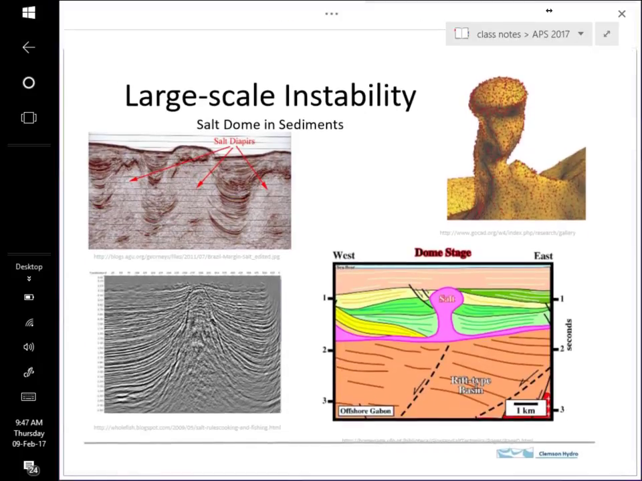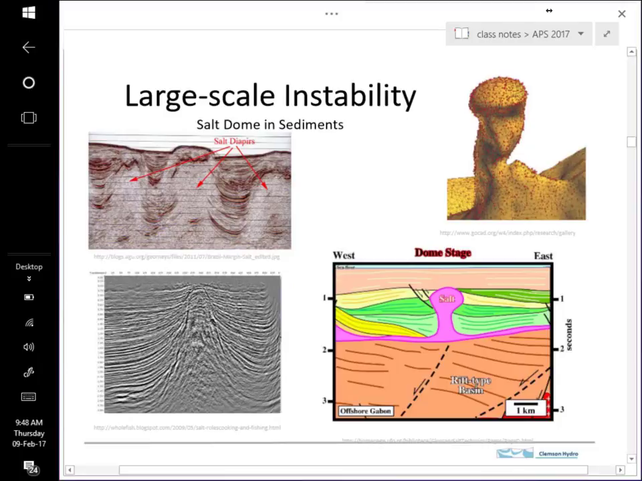Okay, so we also have, when we're thinking about unstable flows, those examples that are fairly low viscosity liquids, but we can also turn to the geologic record and see some features that are much larger.